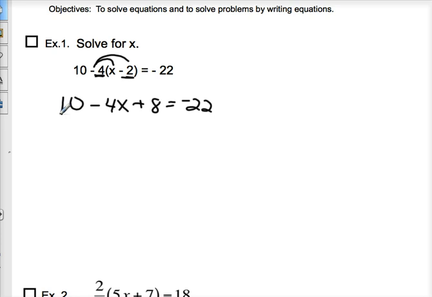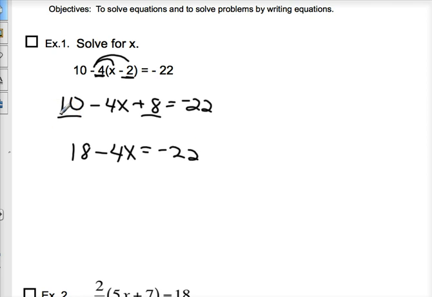Now I would say you'd probably add like terms. The 10 and the 8, they're like terms, they're just regular numbers, and they're on the same side. So you just put them together as they are. 10 plus 8 is 18. Minus 4x equals -22. Now you have 2 steps left. You got to get rid of the 18 and the -4.